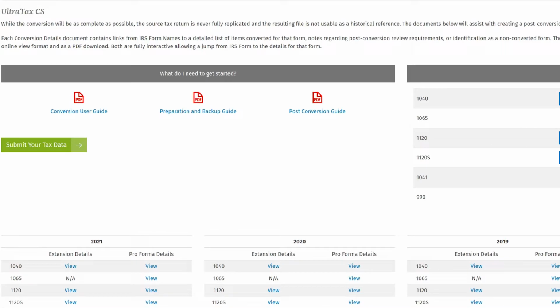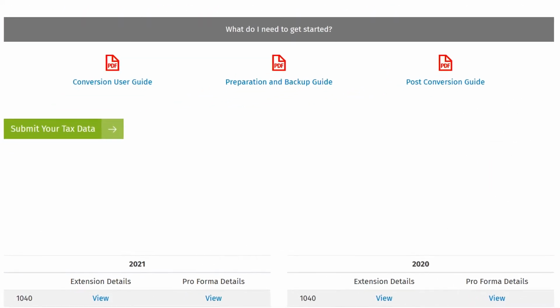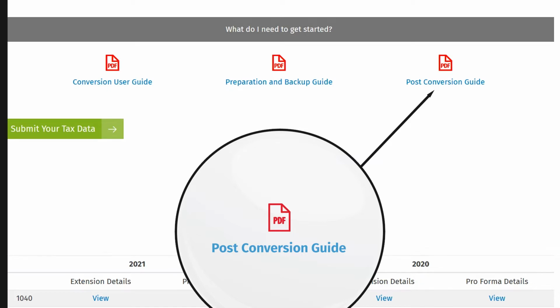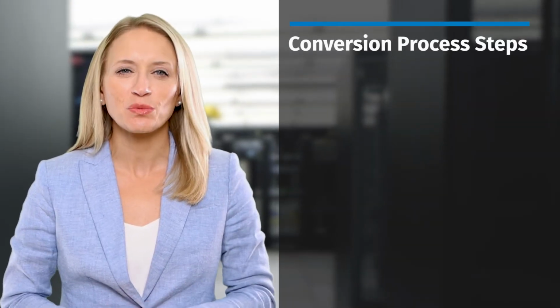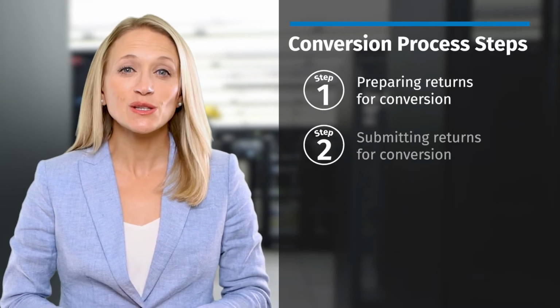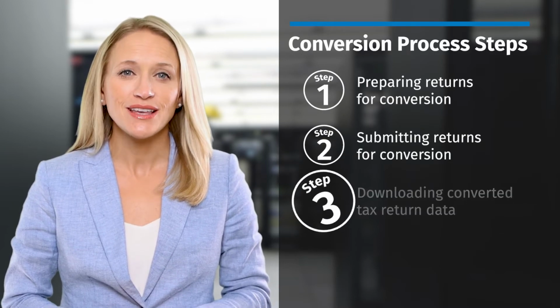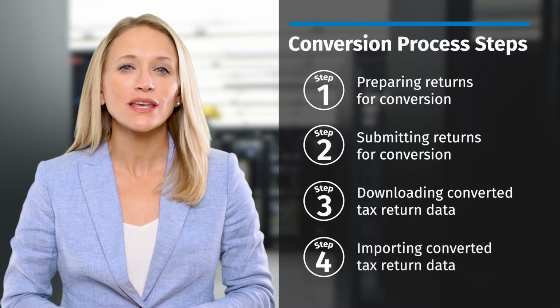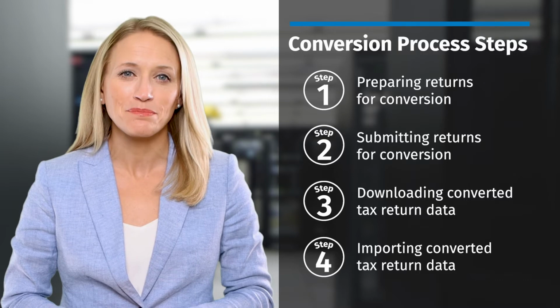In the What Do I Need to Get Started section, the 3 guides, Conversion User, Preparation and Backup, and Post-Conversion provide detailed instructions for every step of the conversion process. The steps of the conversion process are preparing returns for conversion, submitting returns for conversion, downloading converted tax return data, and importing converted tax return data.